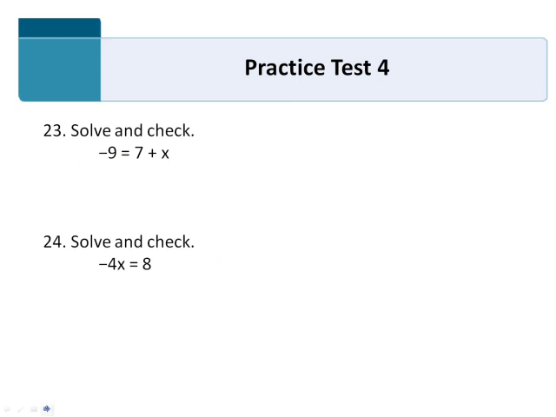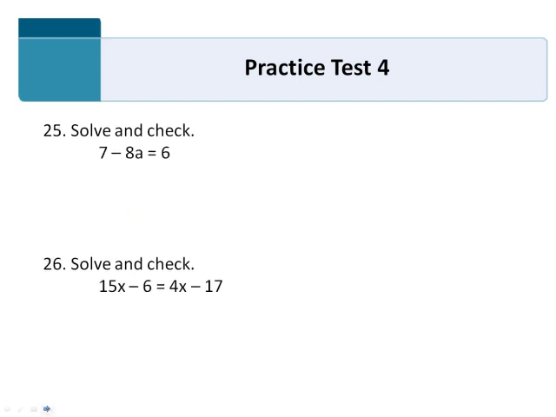All right, 23. This goes back to our equation review that was at the end of chapter 4. To get the x by itself, we have -9 equals 7 plus x. I want to subtract 7 from both sides. So -9 and -7 is -16. The 7's cancel, and we have x. Number 24. We want to solve and check this. We have -4x equals 8. I have to divide to get rid of that -4 on both sides. So the 4's cancel, and 8 divided by -4 gives me -2.